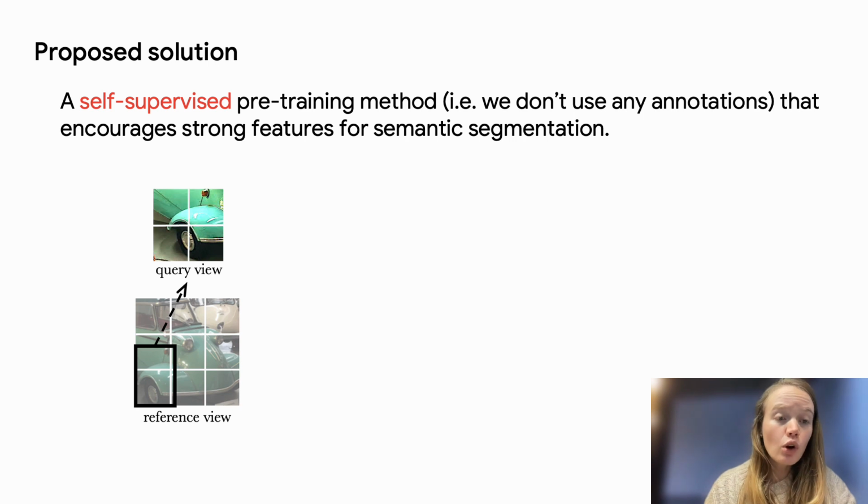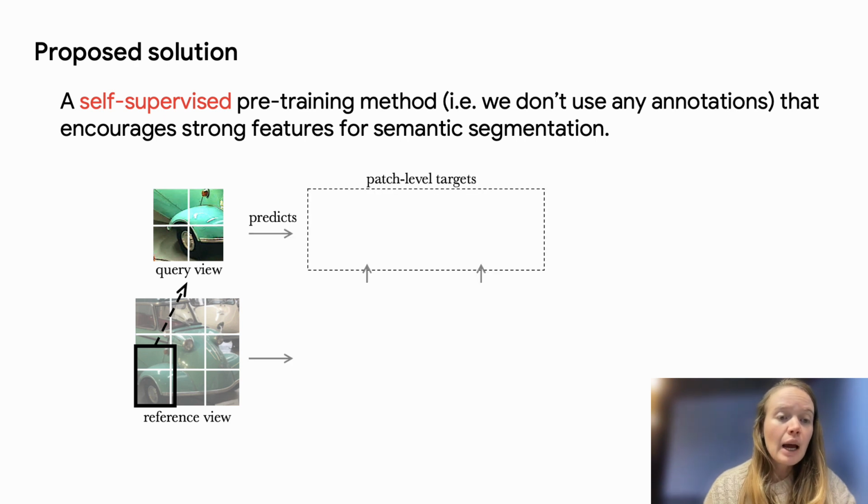So we propose the LOCA method, and here we're going to consider two views for each of the images in the batch. One view which we call the reference view, and another view which we call the query view. And we're going to predict different patch-level targets from this query view, and these patch-level targets are defined from the reference view. So we predict two types of targets.